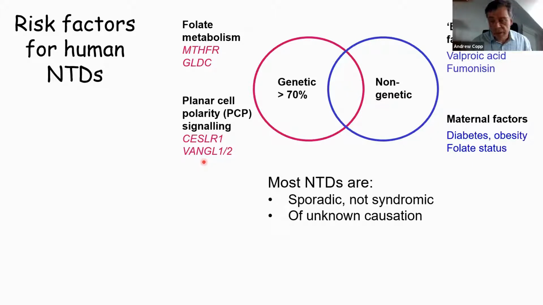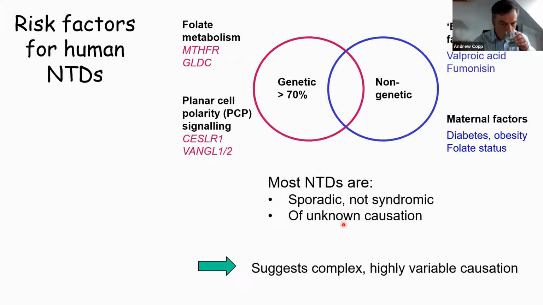However, I would say that the great majority of neurotube defects are sporadic, of unknown causation, and generally not syndromic, although there are a proportion, of course, that are syndromic, but the great majority are of unknown causation. So we cannot explain precisely what the factors are in this diagram that give rise to any one neurotube defect in most cases. So we have a complex, highly variable causation in these abnormalities.